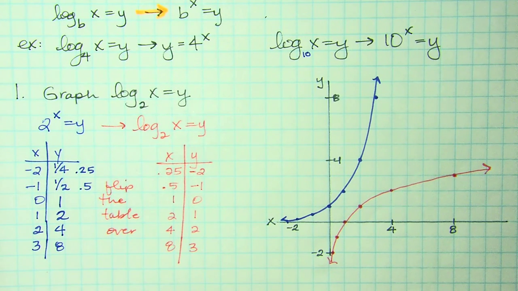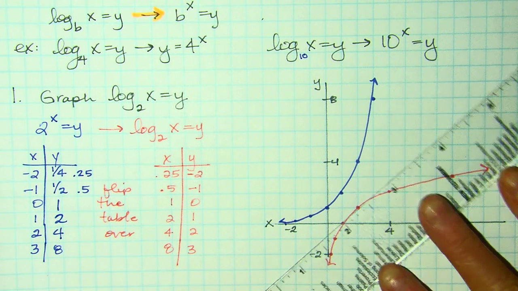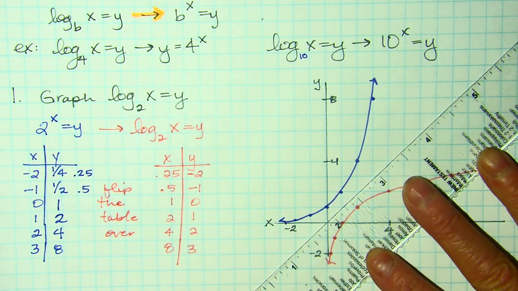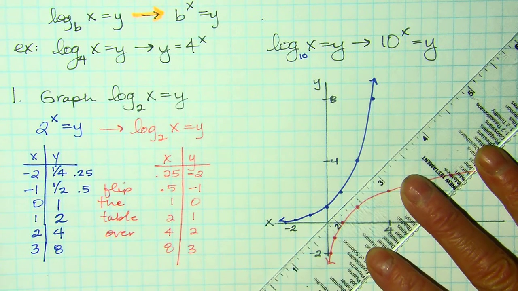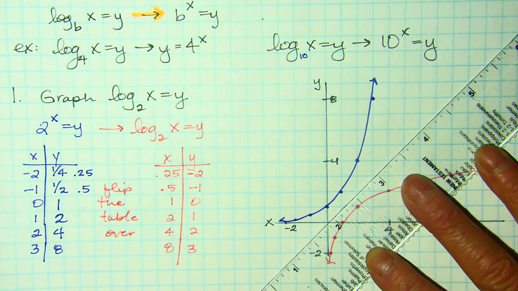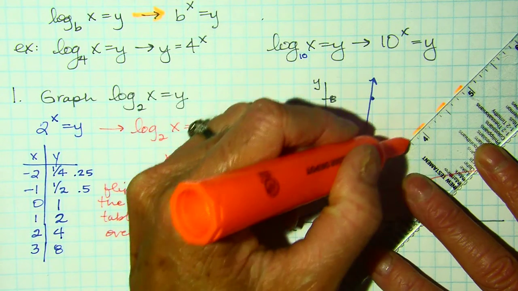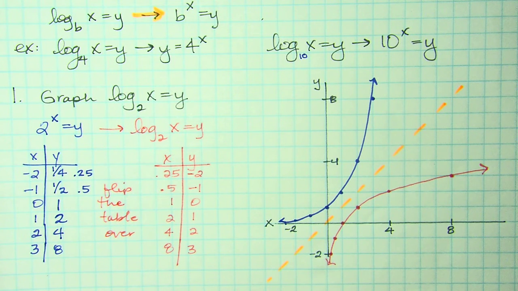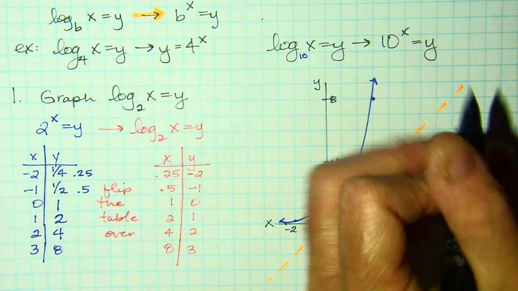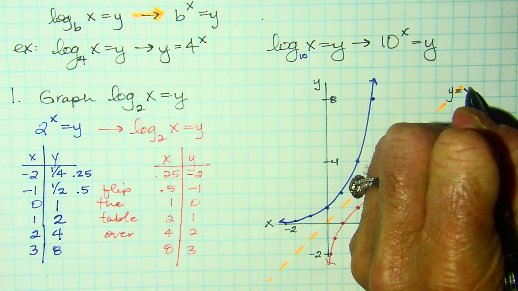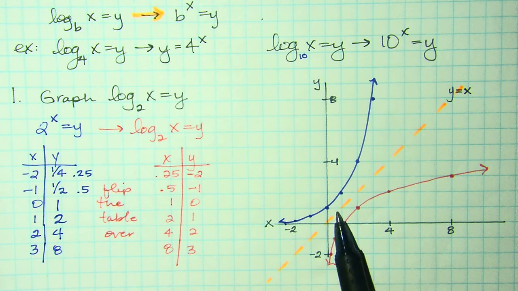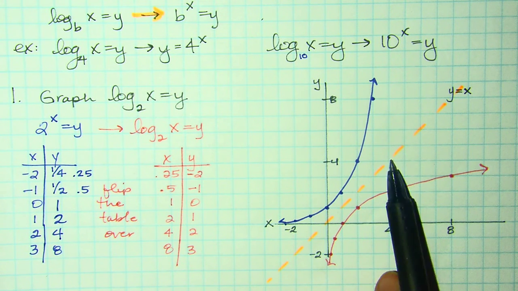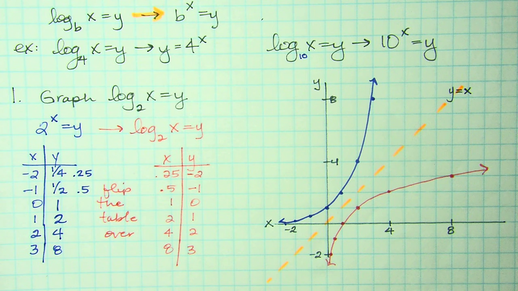Now, inverse functions should be a reflection, which the book goes over, of y equals x. So if I was to graph that line, y equals x, you'll see that these graphs are perfectly reflected across it. So this is y equals x. Y equals x just means 1, 1, 2, 2, 3, 3, 4, 4. They always equal each other. But notice they are reflections across it.